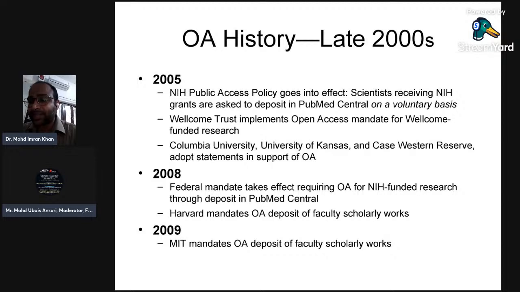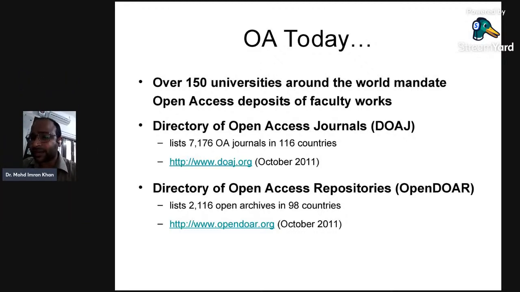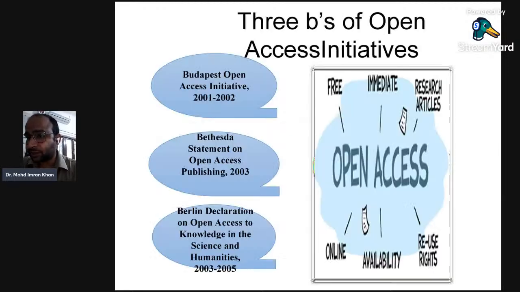Harvard also mandates open access deposit of faculty scholarly work. In 2009, MIT also mandates open access deposit of faculty scholarly work. As of today, there are over 150 universities around the world who mandate open access deposit of faculty works. You should find out whether our university also mandates this or not. Then there are certain tools wherein you can publish and submit your work, like the Directory of Open Access Journals and the Directory of Open Access Repositories. These are all where you can go and do this.